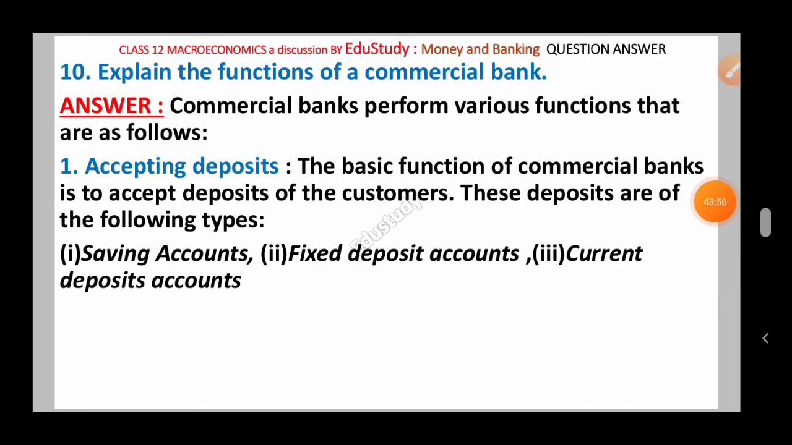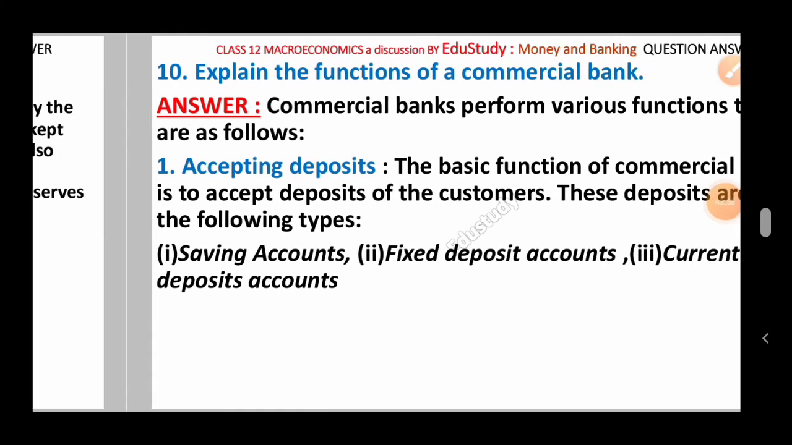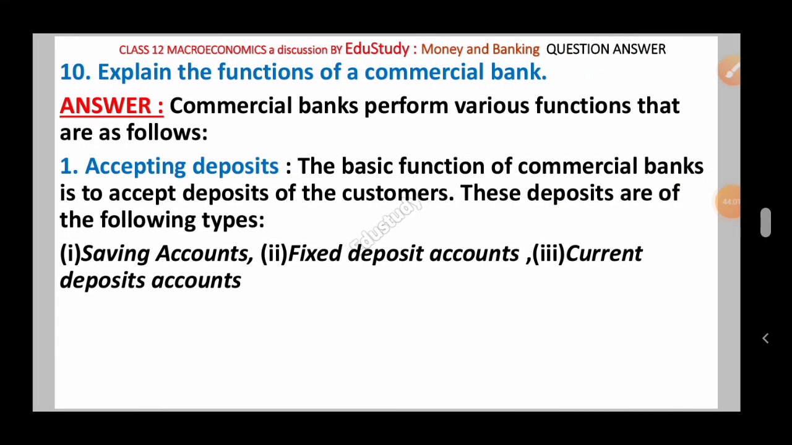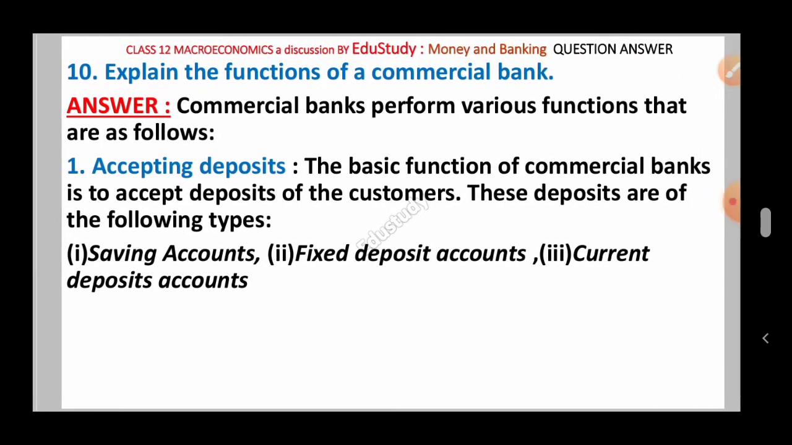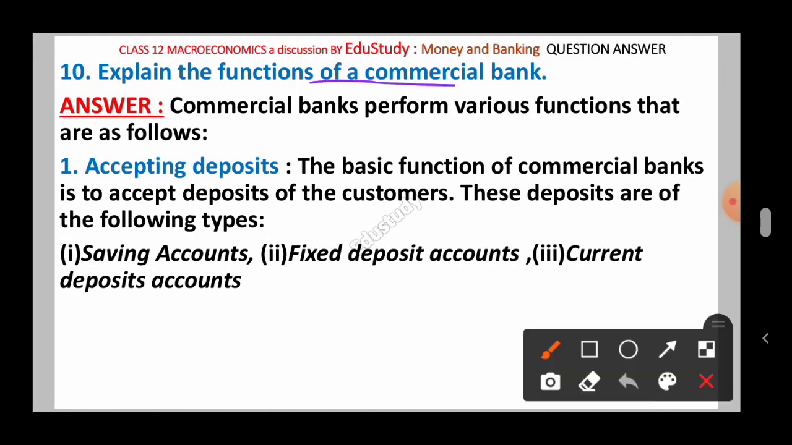So let's come to question number 10. Explain the functions of a commercial bank. This is a most important question. A commercial bank performs various functions, which are given below. The first one is accepting deposits. The basic function of commercial banks is to accept deposits of the customer.